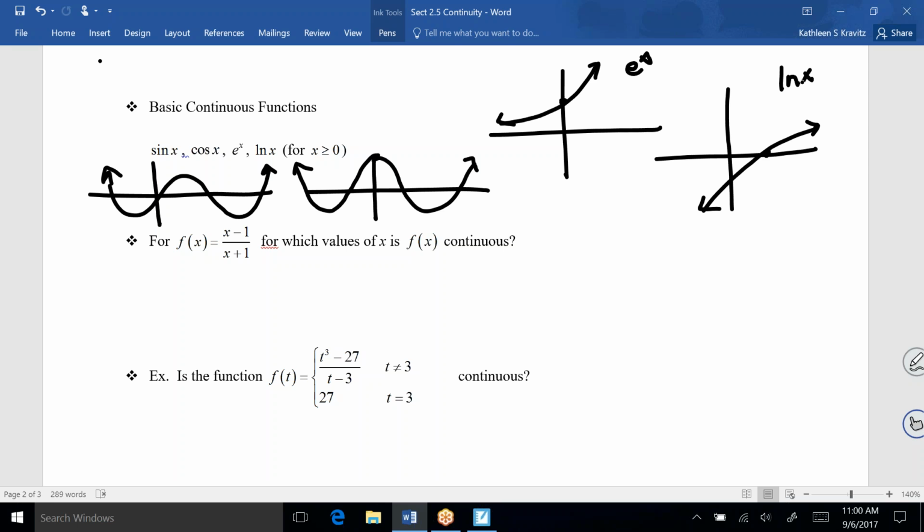And here's another example. So for this function f of x is equal to x minus 1 over x plus 1, for which values of x is this function going to be continuous? This is a rational function. The problem with rational functions comes in the denominator, because the denominator can't be equal to 0. There's a polynomial in the numerator, polynomial in the denominator. They're going to be continuous everywhere except when that denominator is 0.